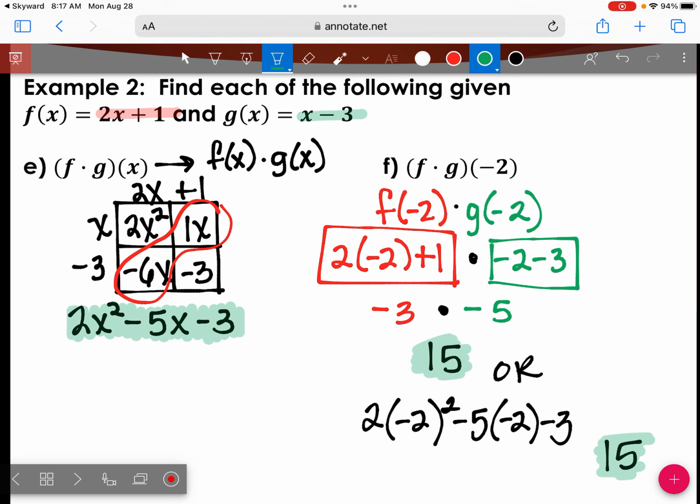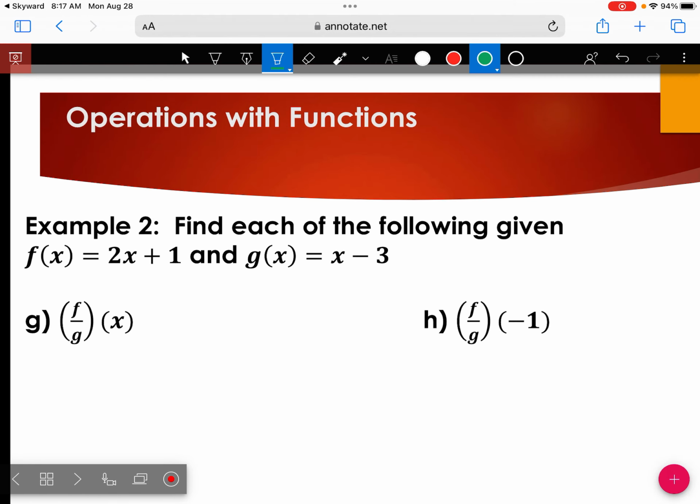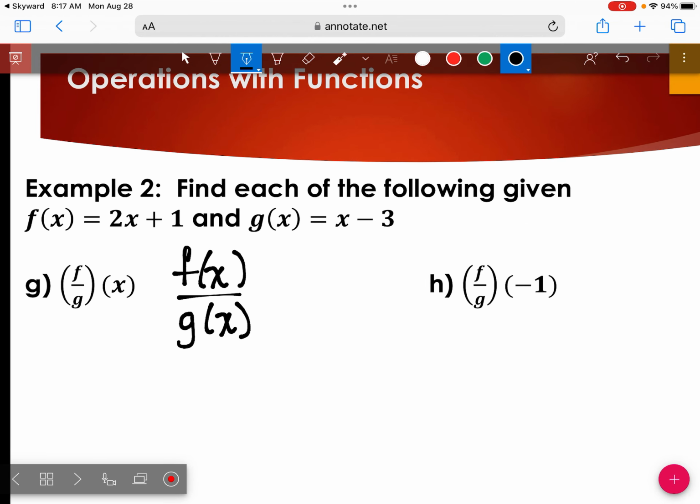All right, so now let's talk about G and H, which is division. So still using the same two functions, let's go ahead and find f over G, which means we're putting f of x in the numerator and g of x in our denominator. And this is actually the easiest to do because you're just making a fraction and you're putting your f function in the numerator and your g function in your denominator. And that's all you have to do for that.